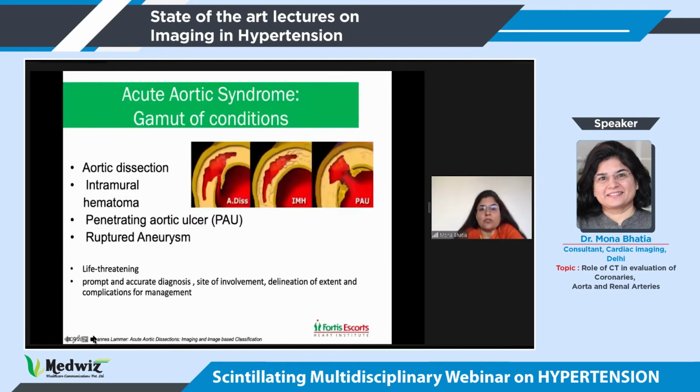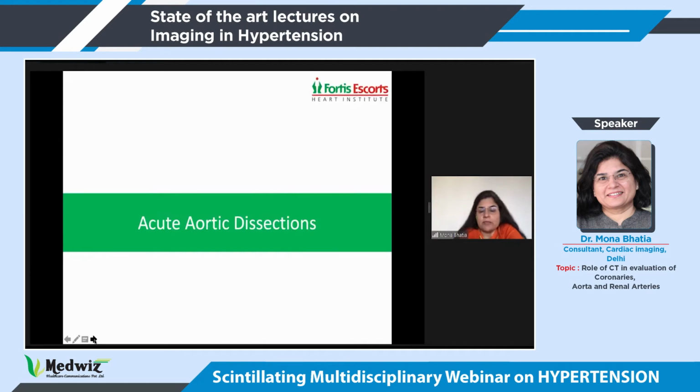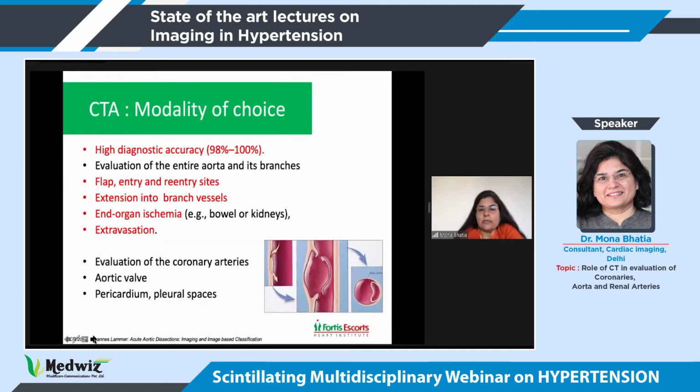The acute aortic syndrome is a gamut of conditions. We're talking about aortic dissections, intramural hematomas, penetrating aortic ulcers, and ruptured aneurysms. And some of these can be really life-threatening. So when we're talking about the acute aortic dissections, CT is the modality of choice because of its high diagnostic accuracy, almost in the range of 90 to 100%.